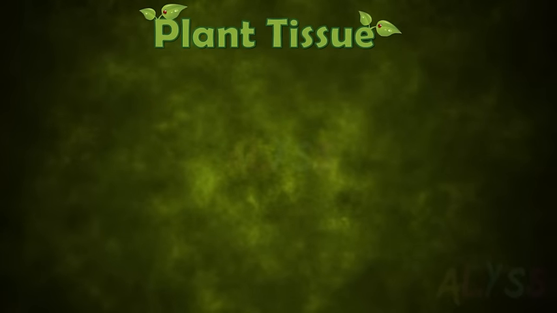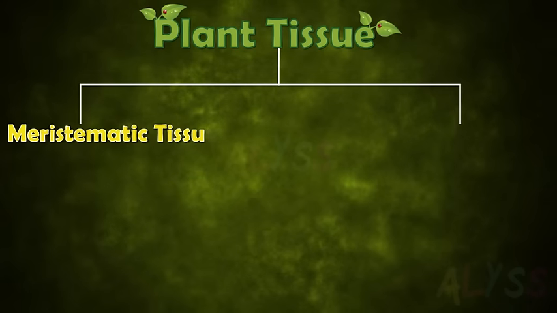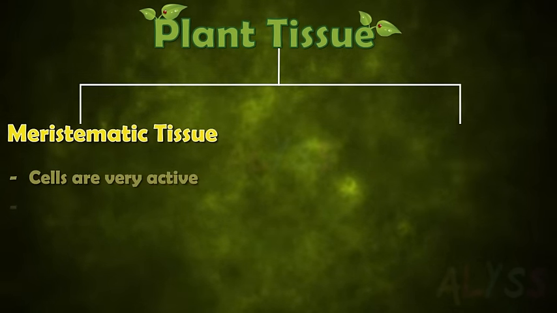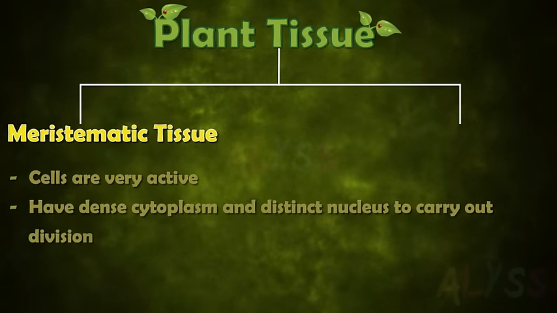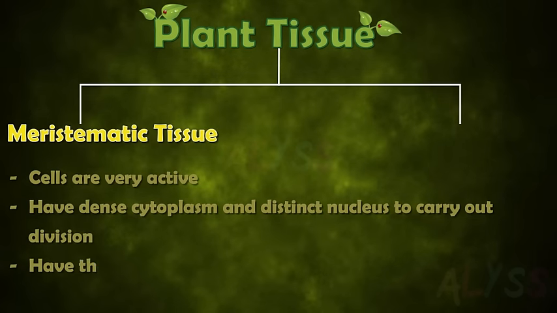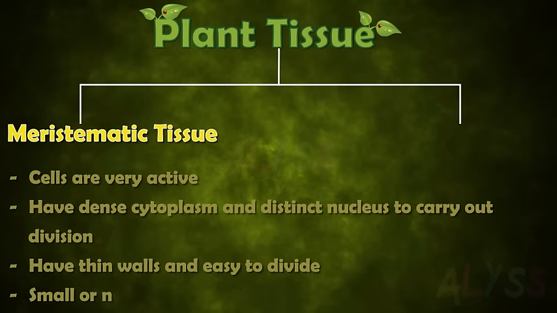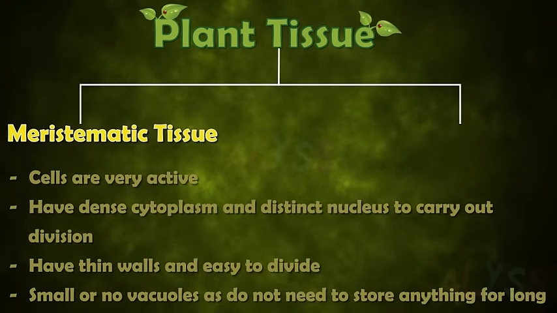There are two types of plant tissue. First one is meristematic tissue, which has dividing cells. The cells are very active, have dense cytoplasm and a distinct nucleus to carry out division. They have thin walls and are easy to divide. They have small or no vacuoles, as they do not need to store anything for long.